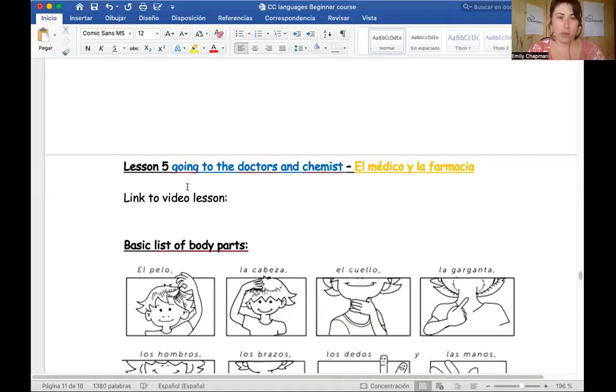So welcome to class number 5, and today we're looking at going to the doctors and the chemist. En español, el médico y la farmacia.